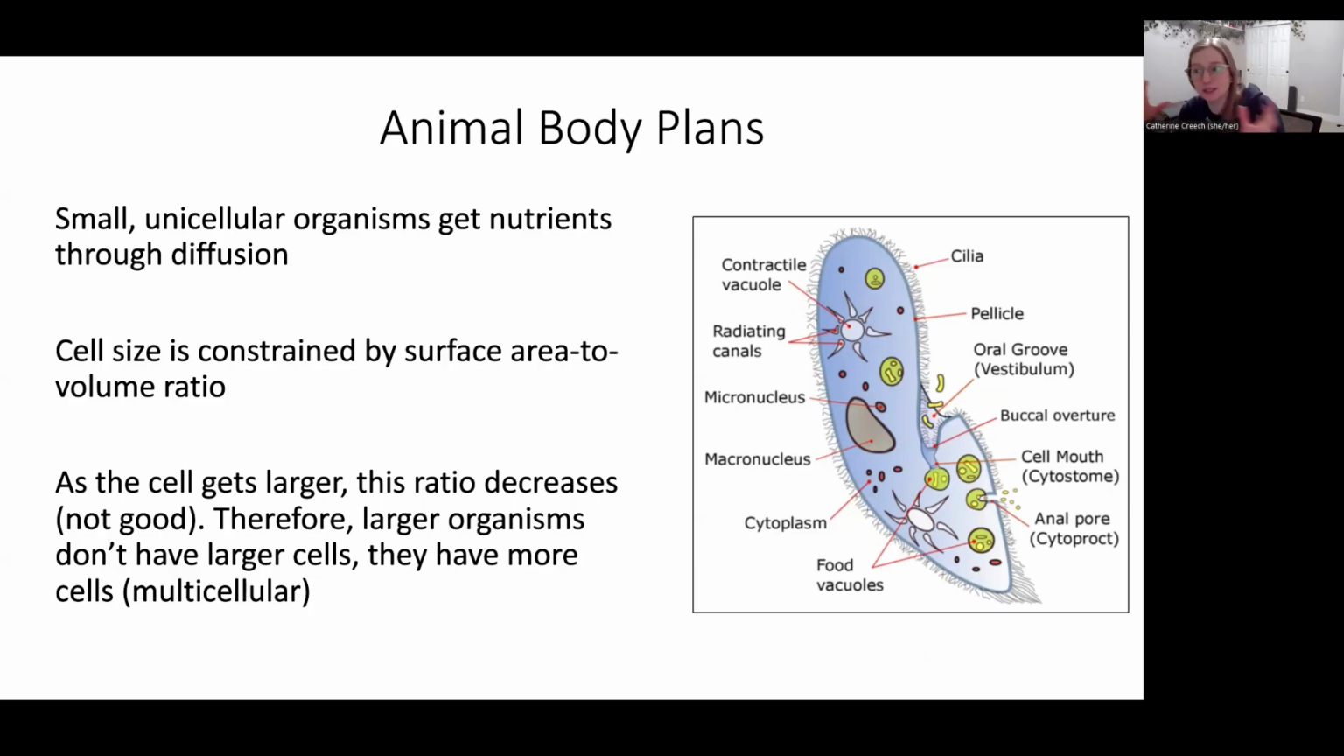As organisms get bigger, their cells don't get bigger, they just become multicellular. So our cells are roughly constrained by the same issue. We still need diffusion to get ATP in and out of our cells. And so our cells are still stuck. We just have a lot more of them.